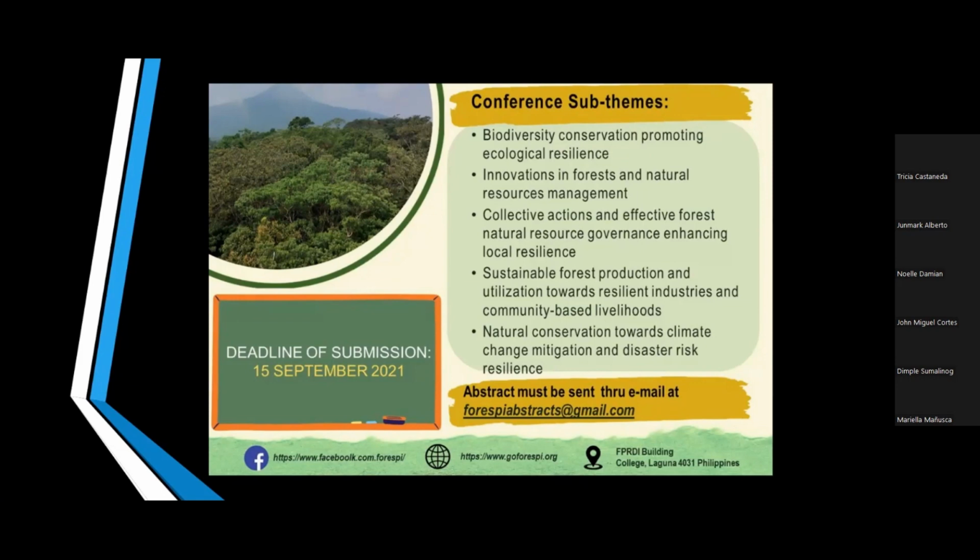So bakit siya tinawag na parallel sessions? For example, tapos na yung plenary sessions. Magkakaroon ng parallel sessions na ginagawa simultaneously where the students are, or the presenters rather, are presenting their research to the attendees. Bahala na yung attendees kung kaninong parallel session sila a-attend kasi marami.